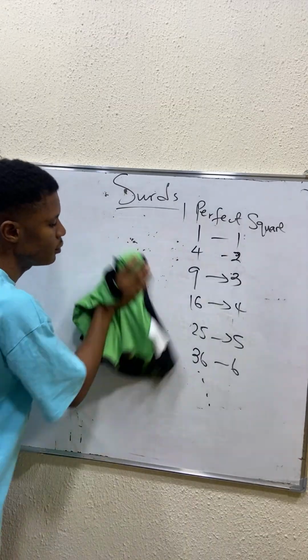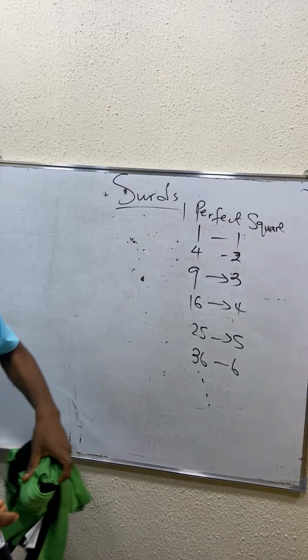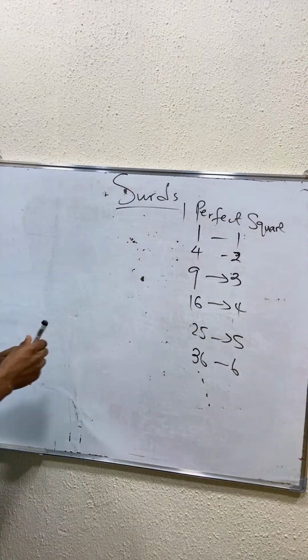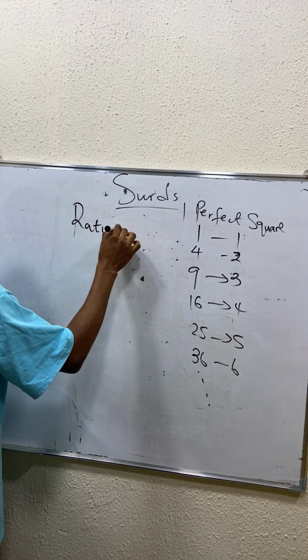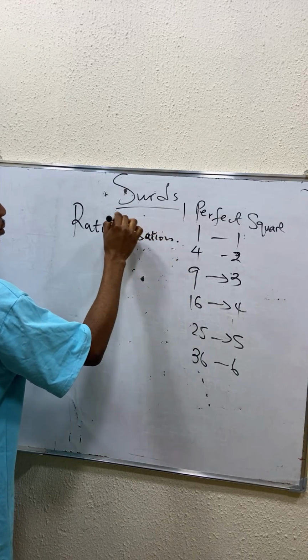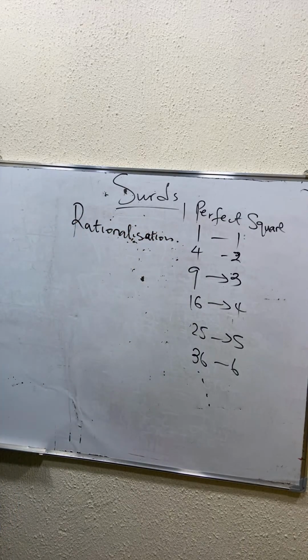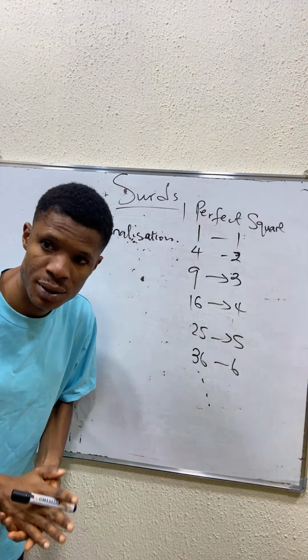So that's how to simplify surds. Let's look at the next one. Let's look at rationalization of surds. How do we rationalize surds? To rationalize surds is very, very simple.